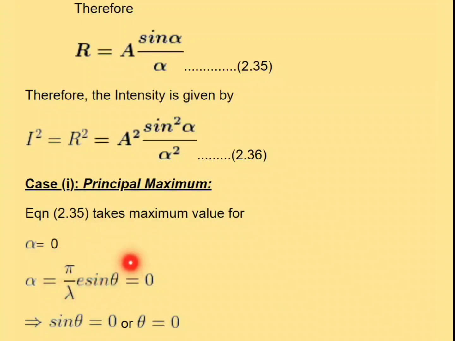Alpha value is pi by lambda e sin theta equal to 0. Now cross multiply lambda and pi, e also. So that means sin theta is equal to 0. Sin theta value is equal to 0 at theta is equal to 0.